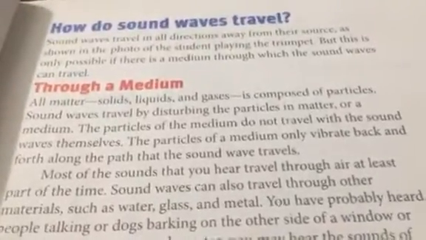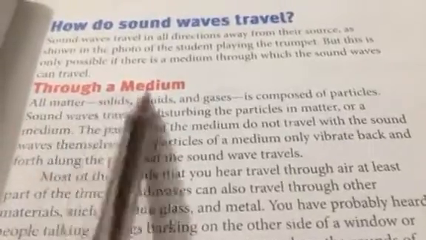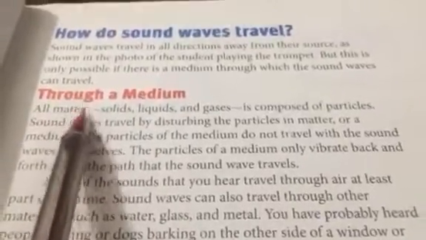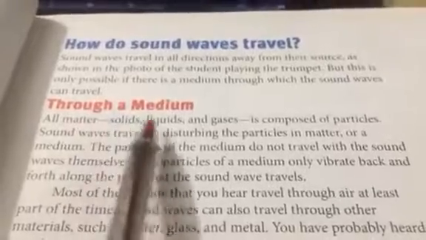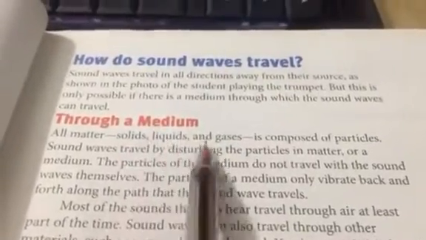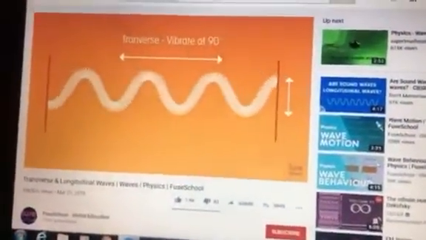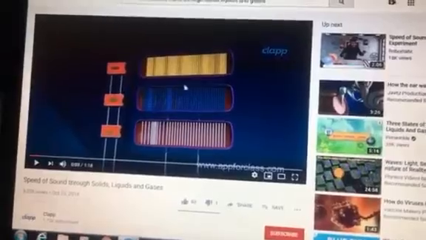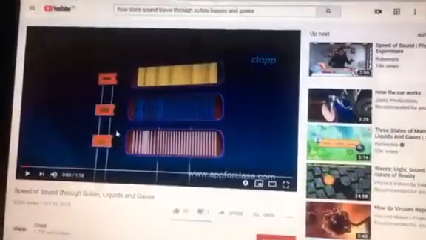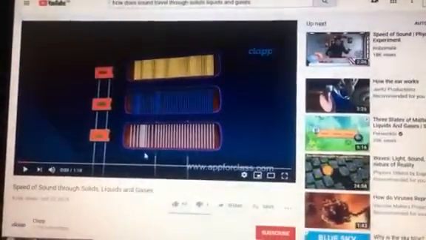So how do sound waves travel through a medium, here? Through a medium, why, miss? Because it's just a vibration in the medium. So it needs a material to travel through, like solids, liquids, and gases, to vibrate through it. So we can see another video about how sound travels through different materials: solid, liquid, and gas.